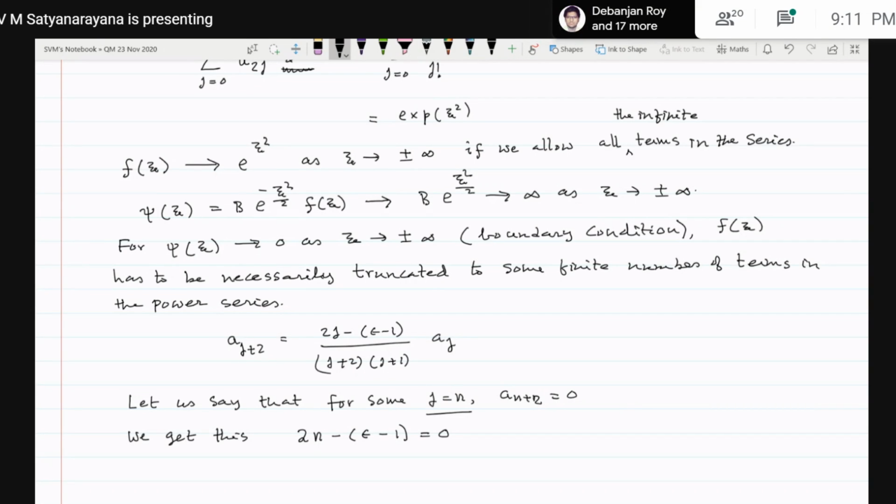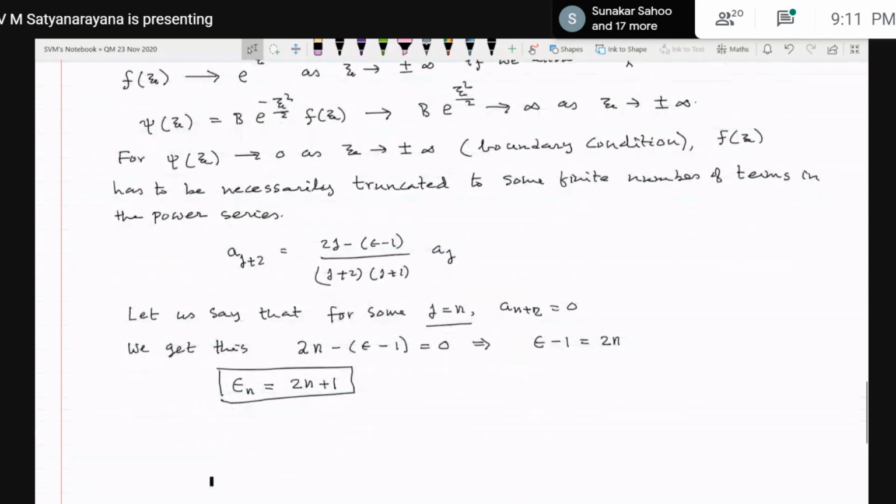What does that mean? That means epsilon minus 1 is equal to 2 times n, where n is some integer. So you have energy quantization, which is 2n plus 1. Epsilon is not continuous. I may even put this as epsilon_n. Epsilon_n is equal to 2n plus 1.